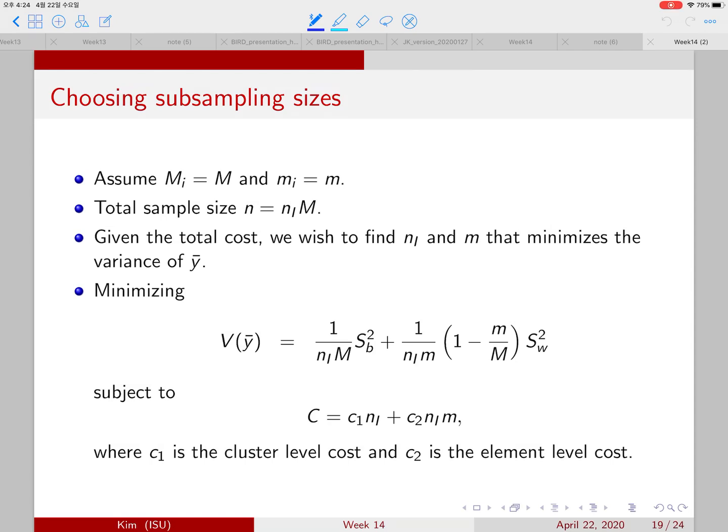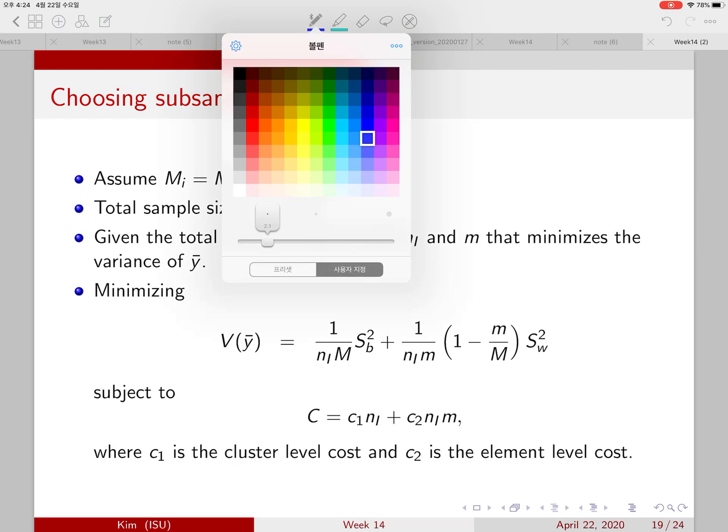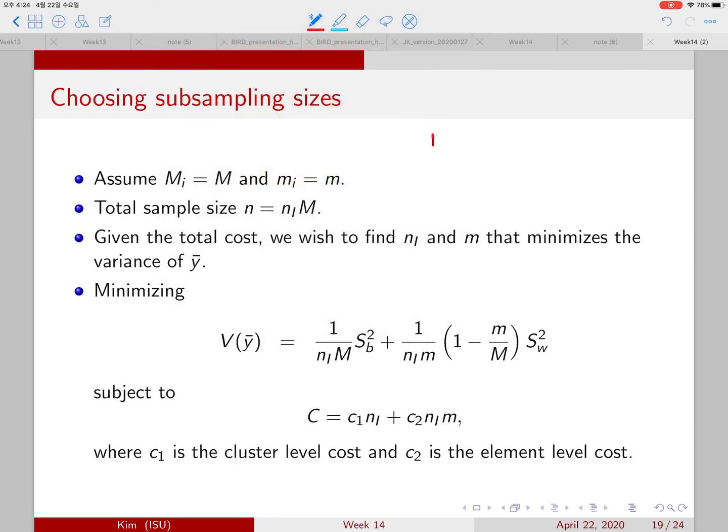Now we switch topic and discuss sample size determination. In two-stage cluster sampling, we have two different sample sizes, right? One component is the sample size for stage 1, which is N1, and the sample size for stage 2, M. So these two components we need to determine, and the tricky part is that there are two types of cost.